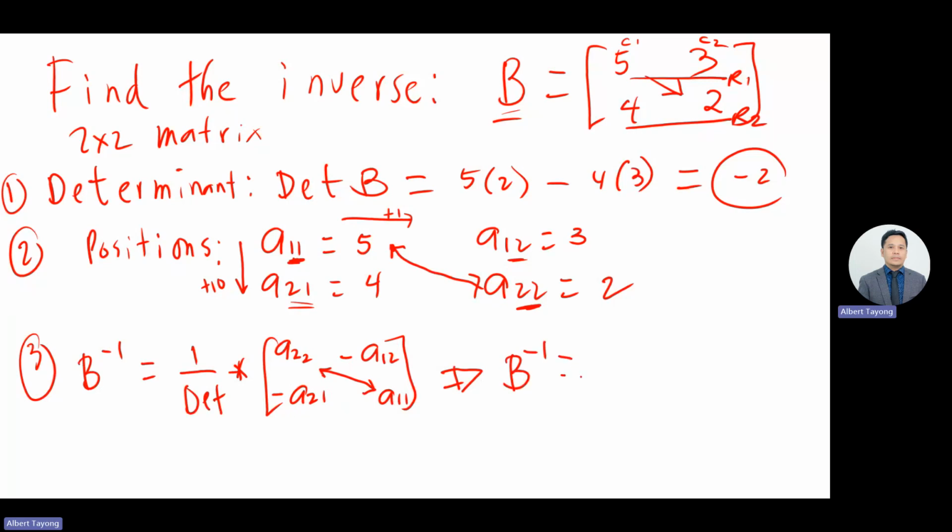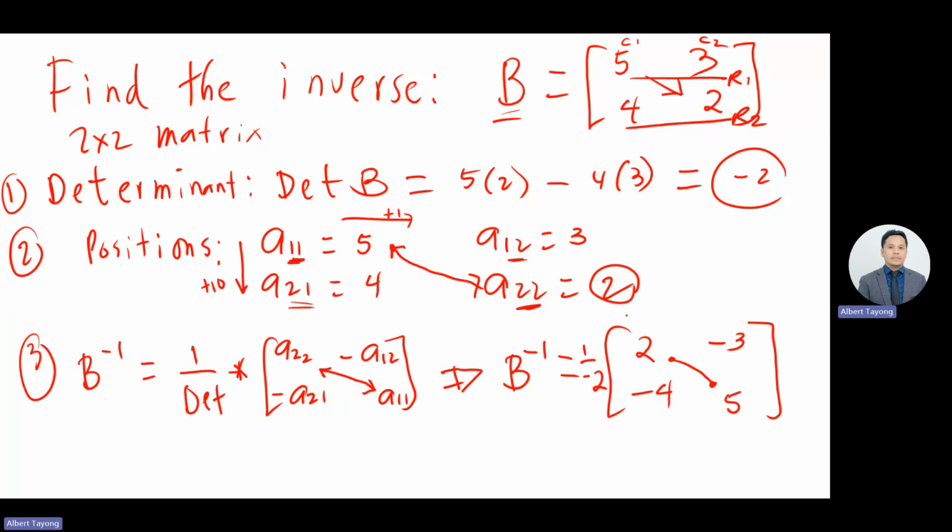So therefore, our B raised to the power of negative 1, or inverse of B, is of course 1 over negative 2, okay, multiply A sub 22. So we're going to swap 2 and 5. 2 will be here and 5 will be here. And our 3 will become negative 3. 4 will become negative 4. So the only difference is that we swap the position of 5 and 2.